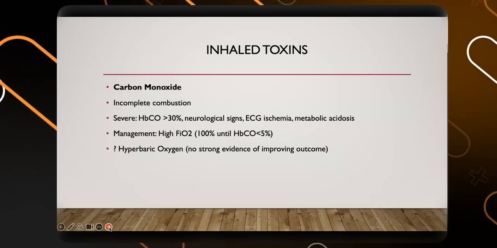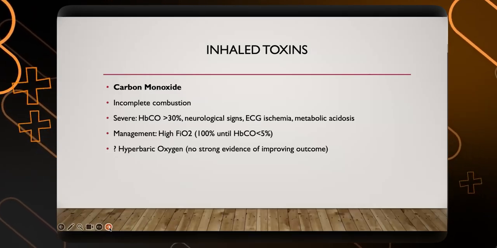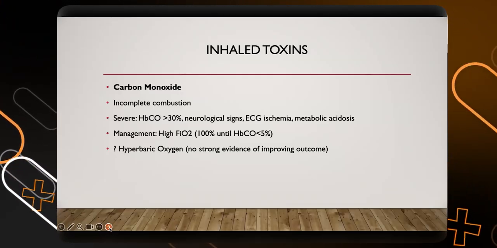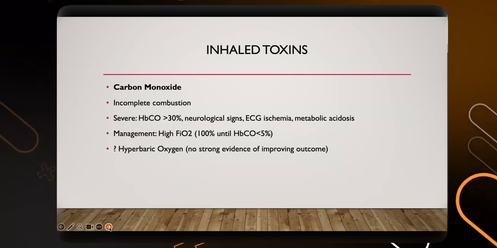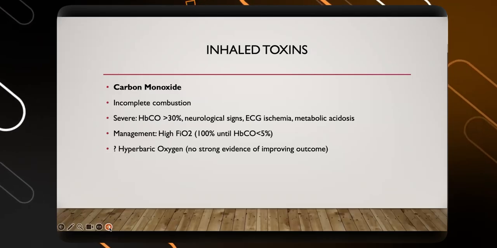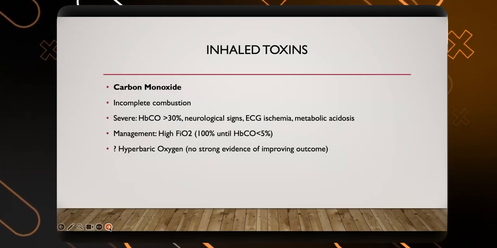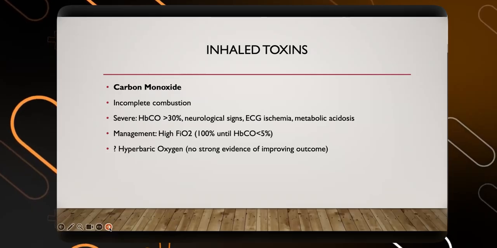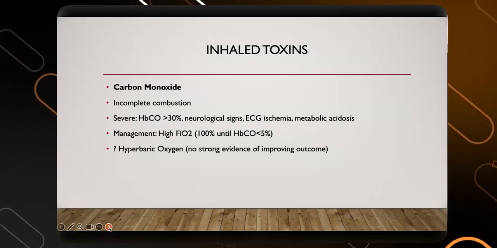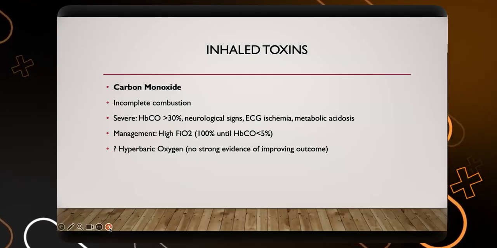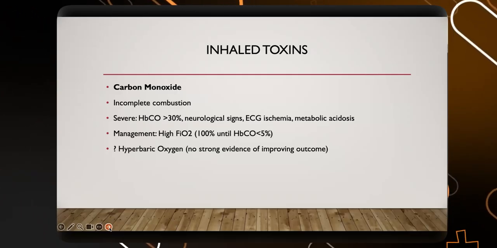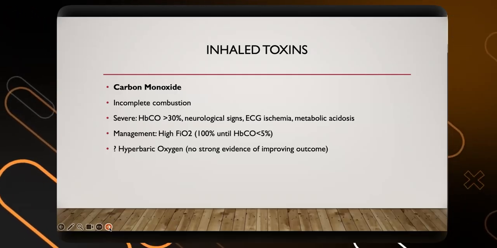The management is high FiO2, 100% FiO2, until HbCO, which is carboxyhemoglobin, is less than 5% typically. There is some role of hyperbaric oxygen, but there's no strong evidence of improving mortality or neurological outcome with hyperbaric oxygen. Plus, it is not very readily available, and there's a whole logistics behind transferring to hyperbaric oxygen. So it's not routinely recommended. The mainstay of treatment is typically 100% FiO2 until the carboxyhemoglobin levels fall to less than 5%.